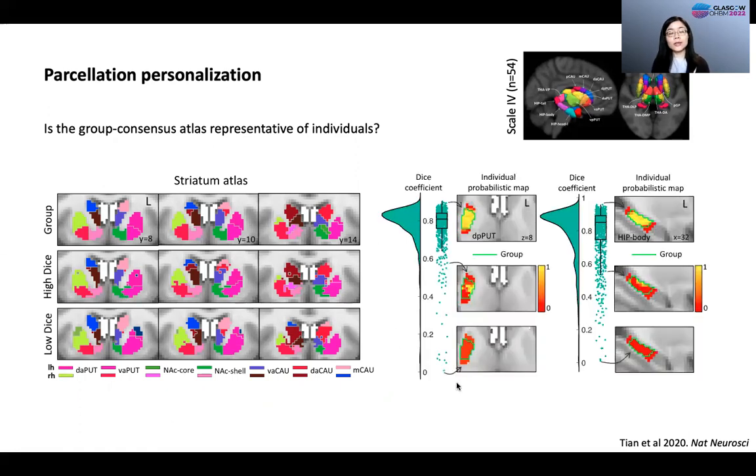And here is an example of the distribution of dice coefficients across all the testing individuals for 2 regions. One is the dorsal posterior putamen, and the other is the hippocampal body. As we can see, the dice coefficient is quite high, about 0.8 for most of the subjects, which means that the group consensus atlas is representative of individuals, at least for those subjects.